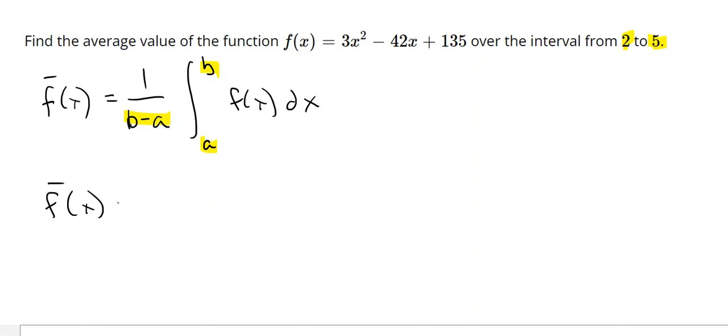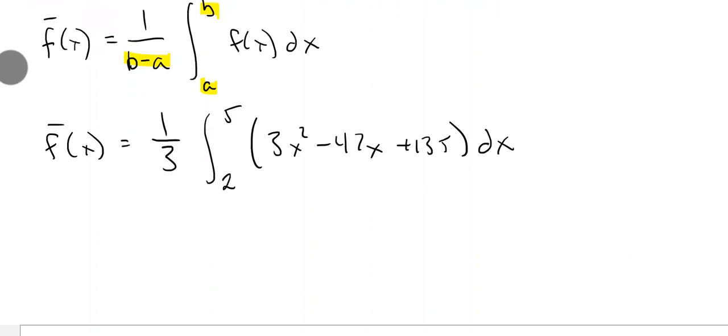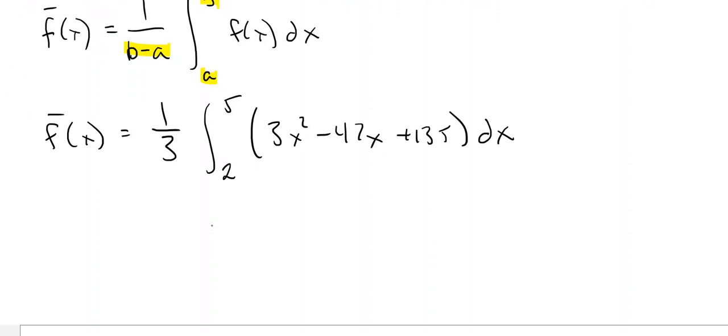F bar of x is equal to 1 over 5 minus 2, which is 3, times the integral from 2 to 5 of 3x squared minus 42x plus 135 dx. So that is how you would set up the integration problem. And now it's just a matter of doing the integration. And not to forget about the 1/3.